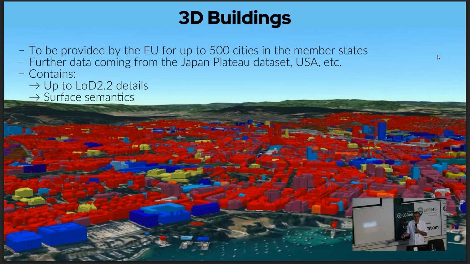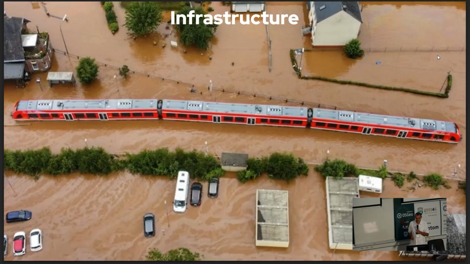Recently, we're just starting to introduce 3D buildings. The EU is preparing data sets for what they want to have be 500 cities in the member states, but there are also data sets in the US and in the Japan Plateau data set that we're collecting and putting in. And nicely, the data sets we currently have already go to level of detail 2.2, if not higher. So we get the surface semantics, we can figure out what is the roof type. That again helps us understand what kind of structural type we actually see, because mostly the 3D data sets only describe the shape and don't give us any further information about the types of these buildings.